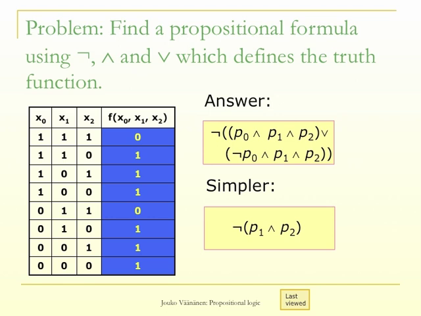We need to check that the truth function defined by not (p1 and p2) is the function f. This is easy to do. We note that f of x0, x1, x2 is independent of x0, just as the truth function defined by our formula is. For the four possible values of x1, x2, we note f and the truth function defined by our formula give the same value, so we are done.